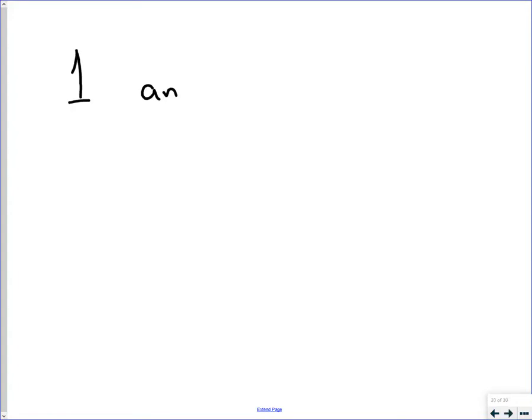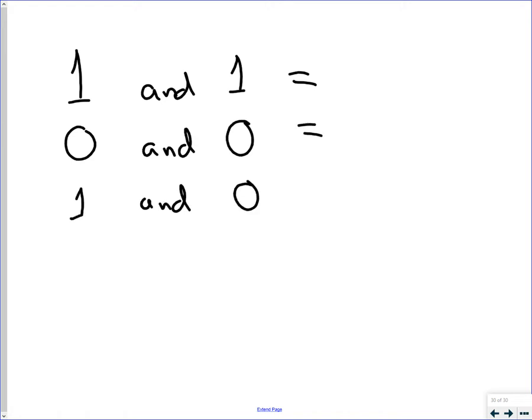1 and 1 equals. Okay? 0 and 0 equals. 1 and 0 equals. And 0 and 1 equals. That's all the combinations we could possibly do using just our two states. Let's talk about the answers. Okay, what do you think? You got a 50-50 shot of getting it right. It's either a 1 or a 0. What's this one going to be? Okay, you're right.